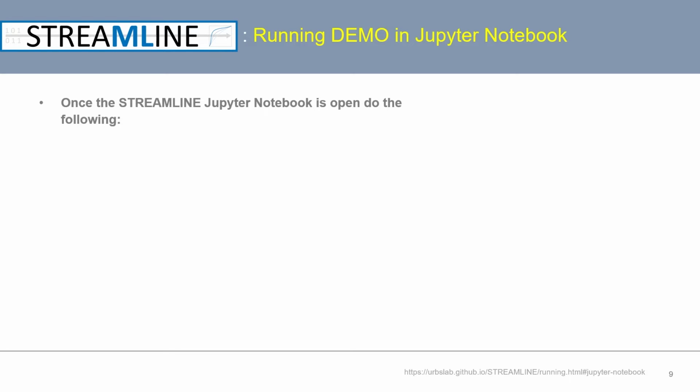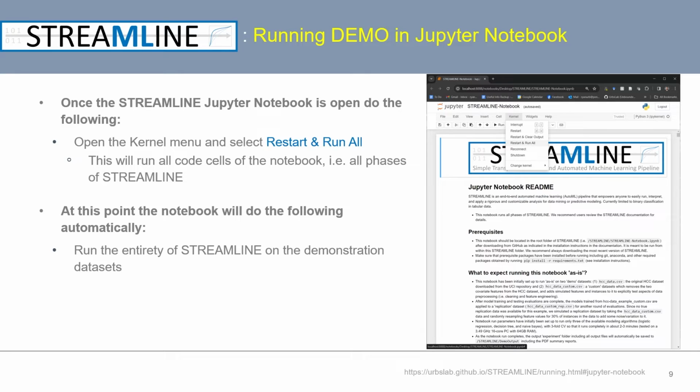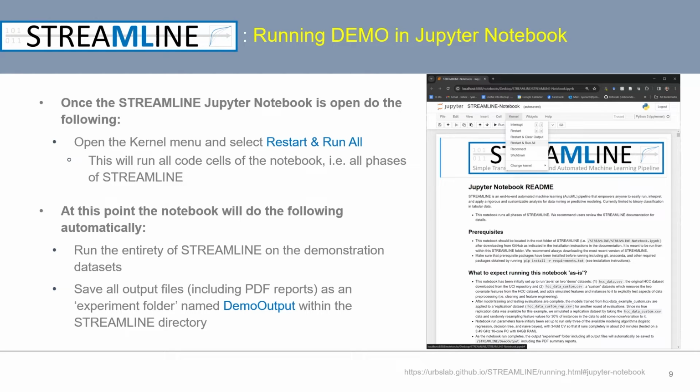After the notebook is open, you can run this demonstration analysis by opening the kernel menu and selecting Restart and Run All. At this point, the notebook will do the following automatically: run all phases of STREAMLINE on the demonstration datasets, and when completed, it'll save all output files, including automatically generated PDF reports, into an experiment folder named Demo Output within the STREAMLINE directory.